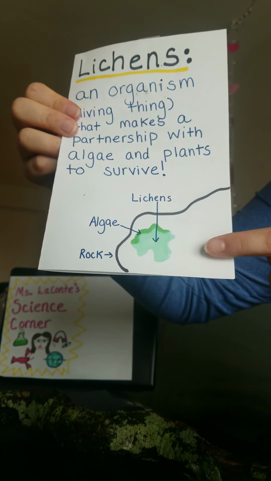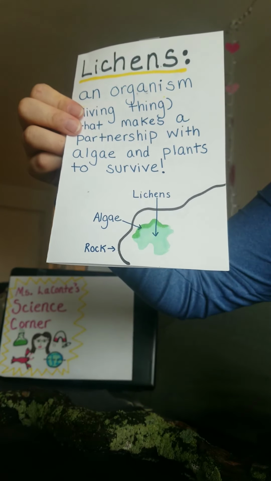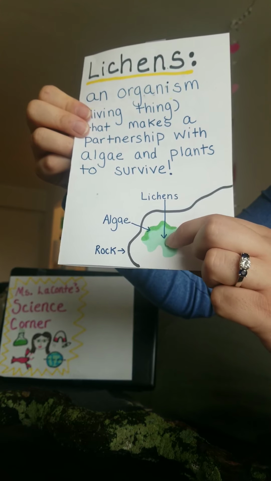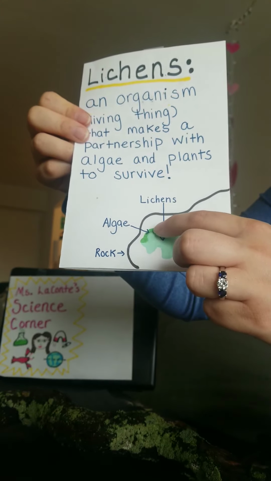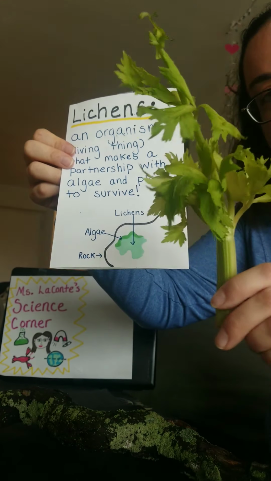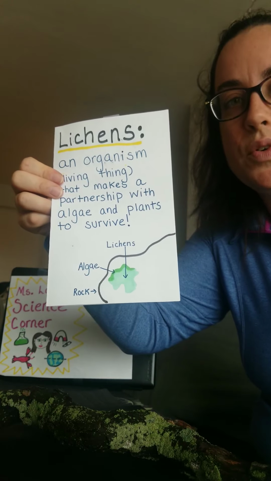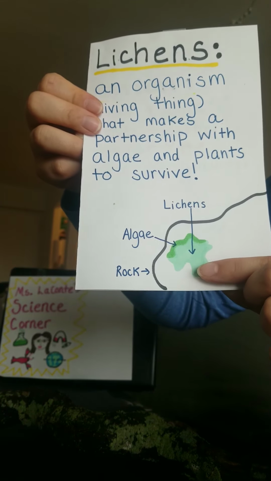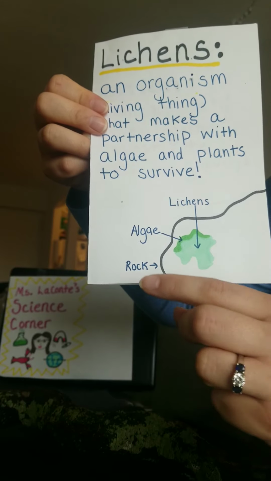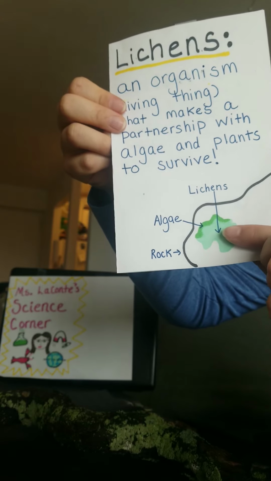The rock provides the home for the lichens and for the algae. The lichens provide support for the algae, and the algae do something similar to plants. They actually do photosynthesis to make their own food from sunlight. So the algae gets support from the lichens, and the lichens get food from sunlight from the algae.